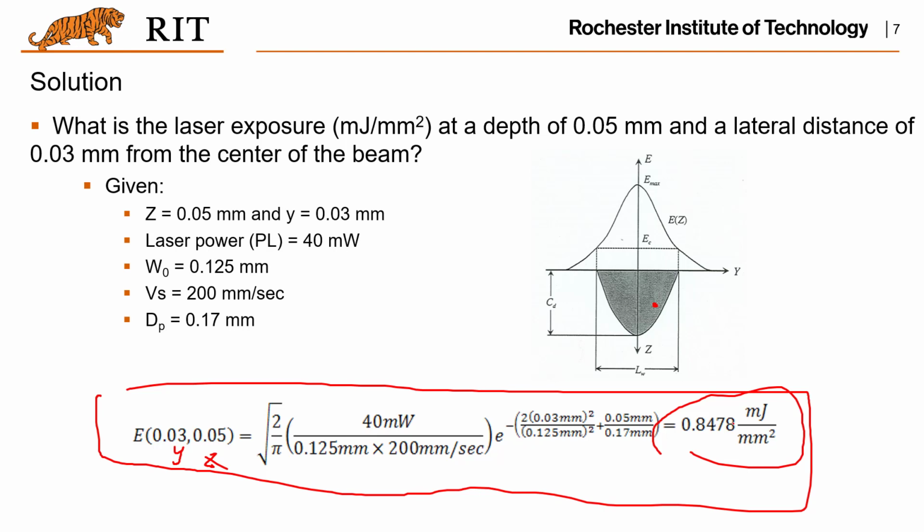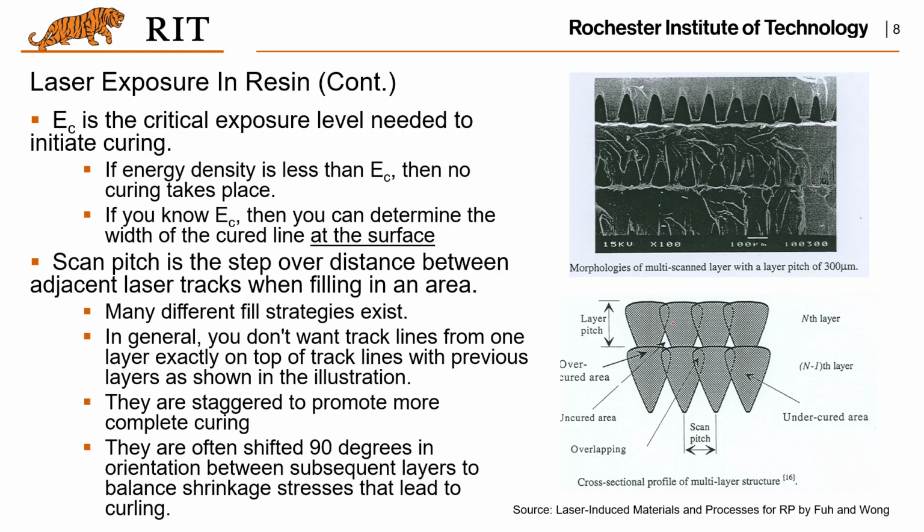Also, for this number, a very important thing is you need to compare with the critical energy EC and see whether this is larger than EC or smaller than EC. It tells you whether at this point the resin can be cured properly or not, which we can talk more about in the next slides.